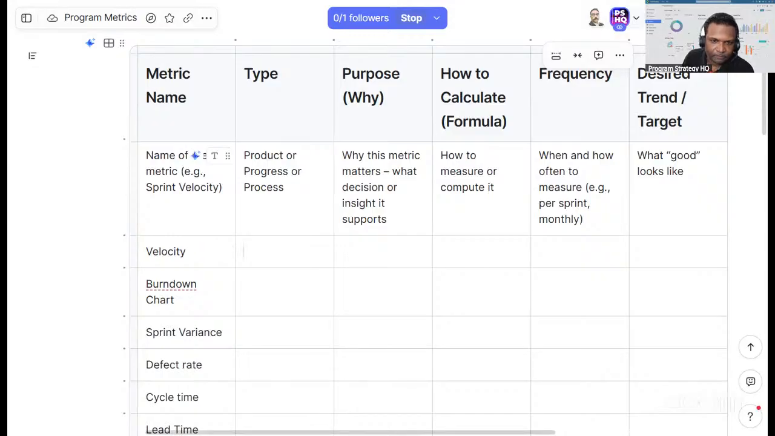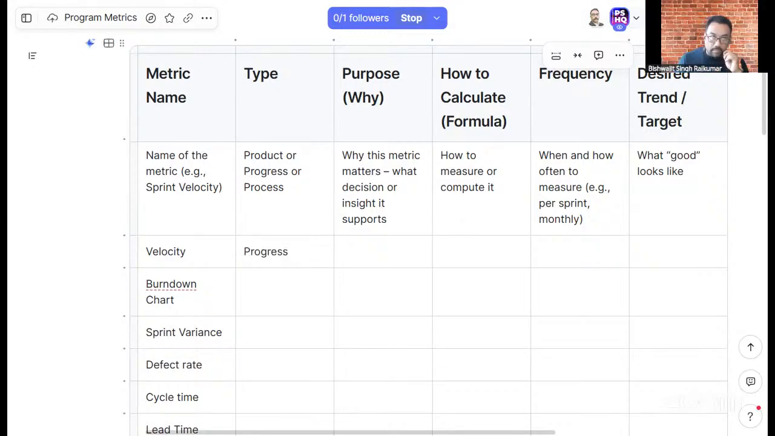So velocity is a progress metric, right? It's a kind of a committed and completed metric. So why does this metric matter? What insight does it support?